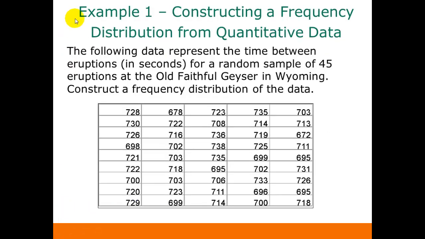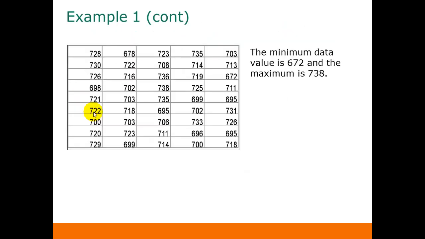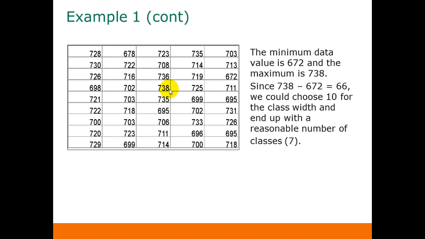So here's an example of constructing a frequency distribution. This data represents the time between eruptions for a random sample of 45 eruptions at Old Faithful. And we're going to construct a frequency distribution for this. If we look through here, we can see that the minimum data value is 672 and the maximum data value is 738. So the difference between those two is 66. That gives us an idea of the range of our data.